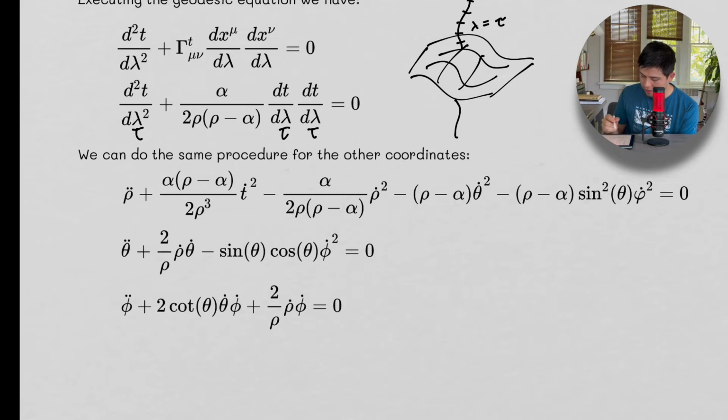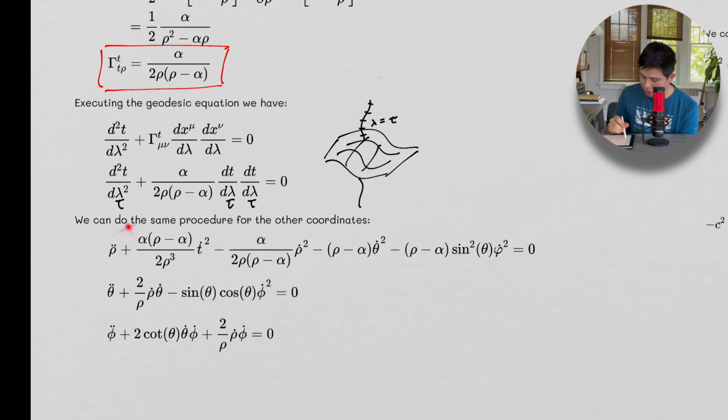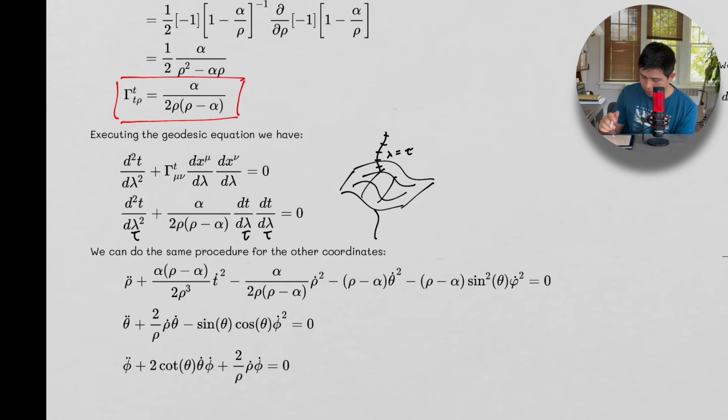And so this equation here is the geodesic for this coordinate, this equation here is the geodesic for this one, and this equation here is the geodesic for this azimuthal coordinate. Okay? And so effectively we have 4 geodesic equations, and each equation tells us what the curvature is, the double derivative of each one of these coordinates.